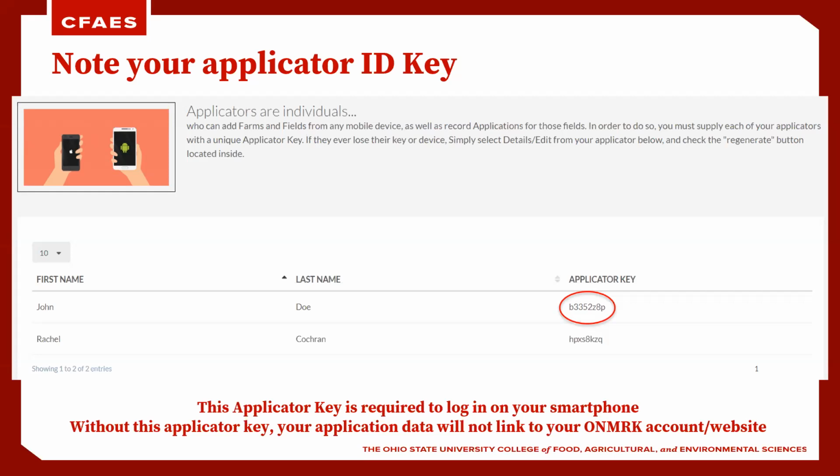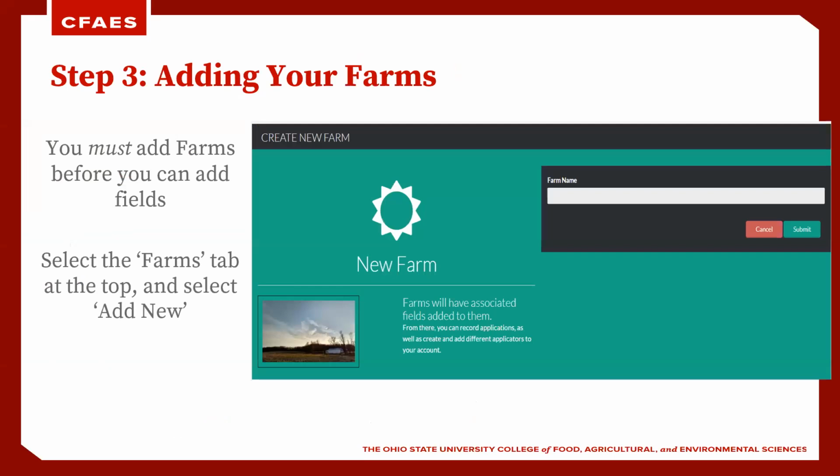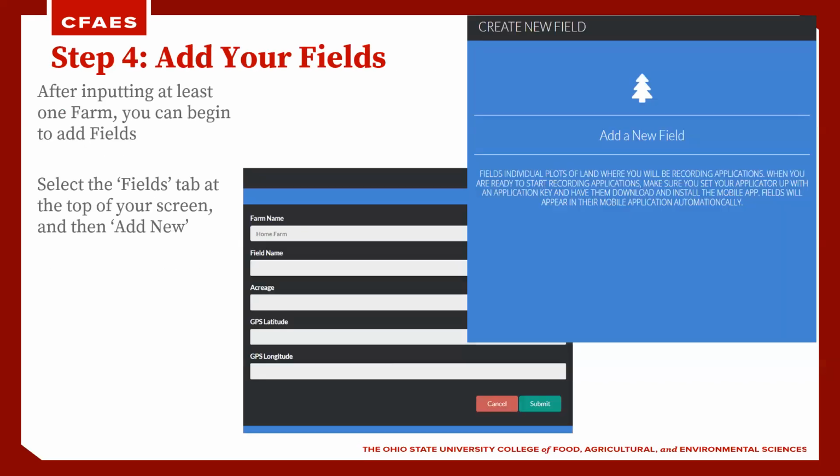So step 3 is adding your farms. You have to add at least one farm before you can start to add fields. The way you do this is to select the Farms tab at the top and select Add New, similar to how we added an applicator. And then you can assign different fields to the farms once you add a farm. So after inputting at least one farm, you can begin to add fields.